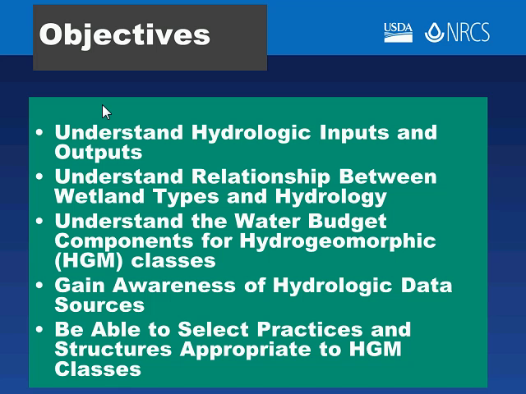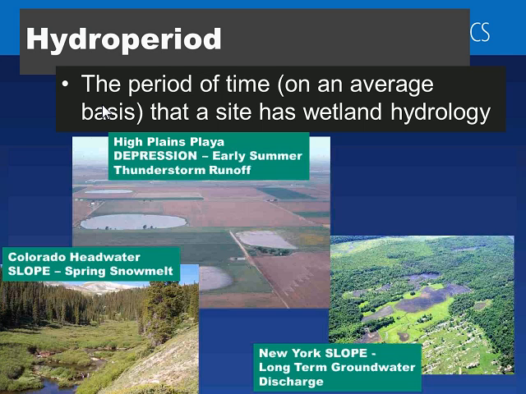We're going to talk about different sources of hydrologic data so that we, at least in broad terms, know what kind of data we need to describe those inputs and outputs. And finally, we're going to talk about individual practices and planning alternatives and where certain practices are or are not appropriate based on those wetland classes.